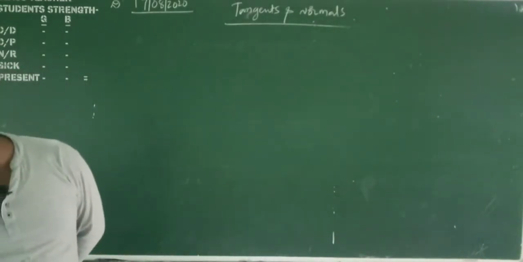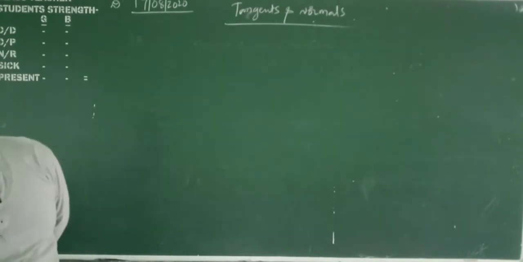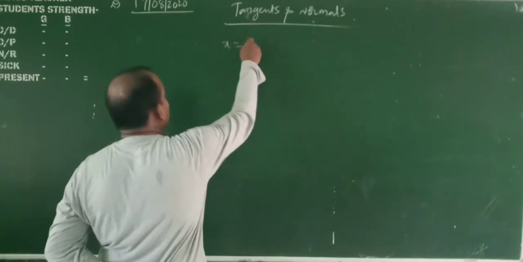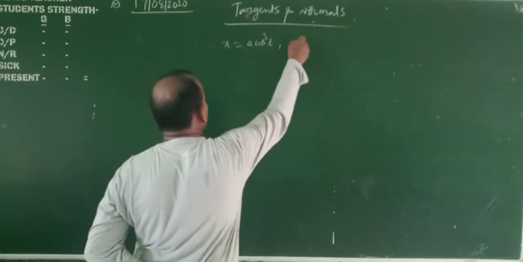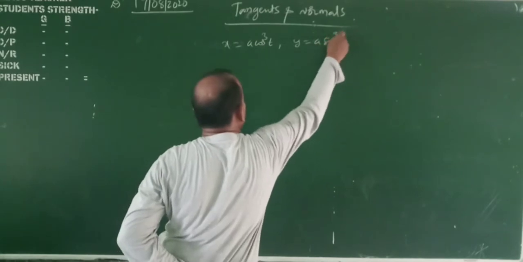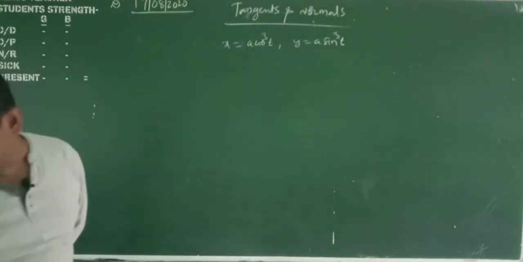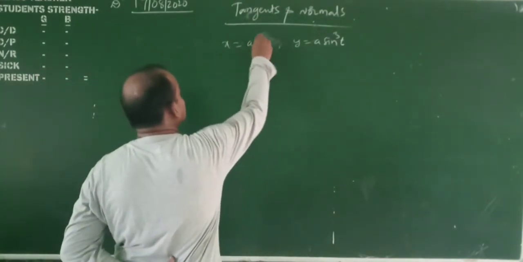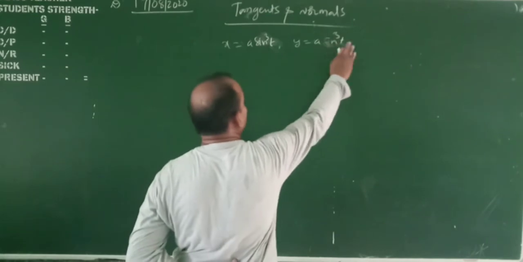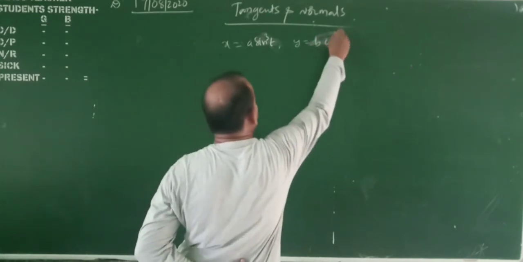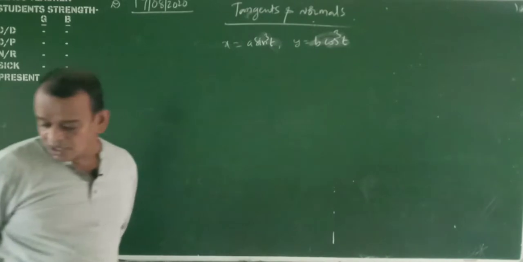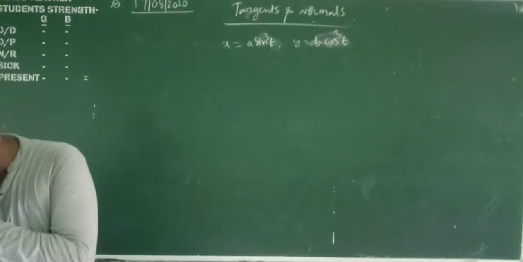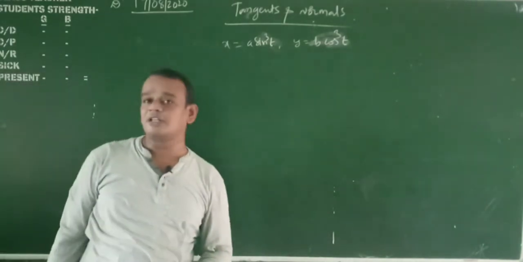Find the equation of tangent and normal at a point t on the curve, x is equal to a cos cube t, y is equal to a sin cube t. Sorry. x is equal to a sin cube t, y is equal to b cos cube t. x is equal to a sin cube t, y is equal to b cos cube t. Find the equation of the tangent and normal at the point t on the curve.